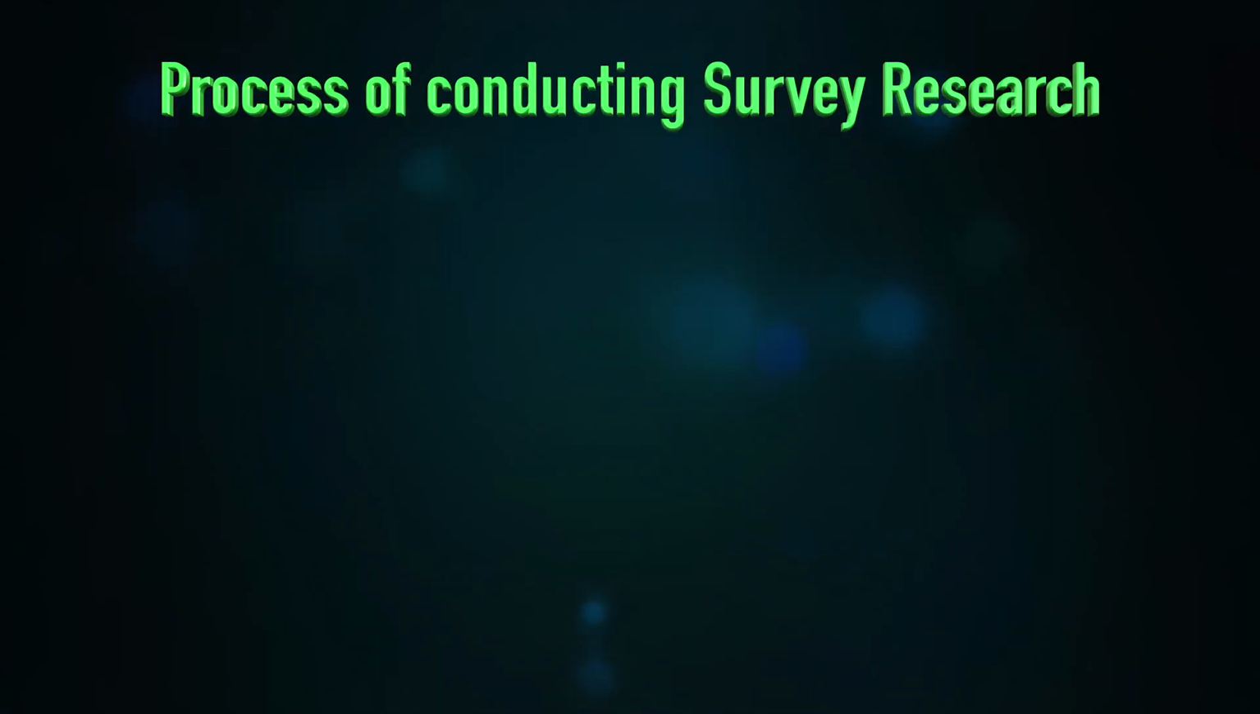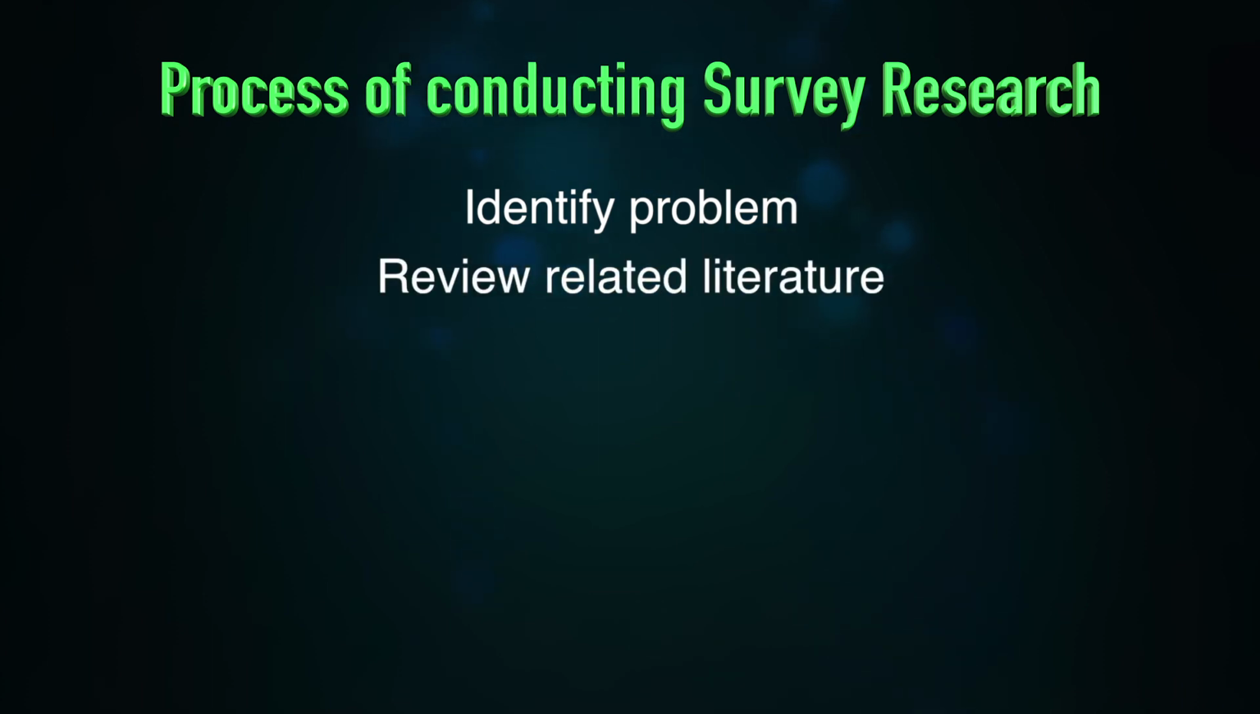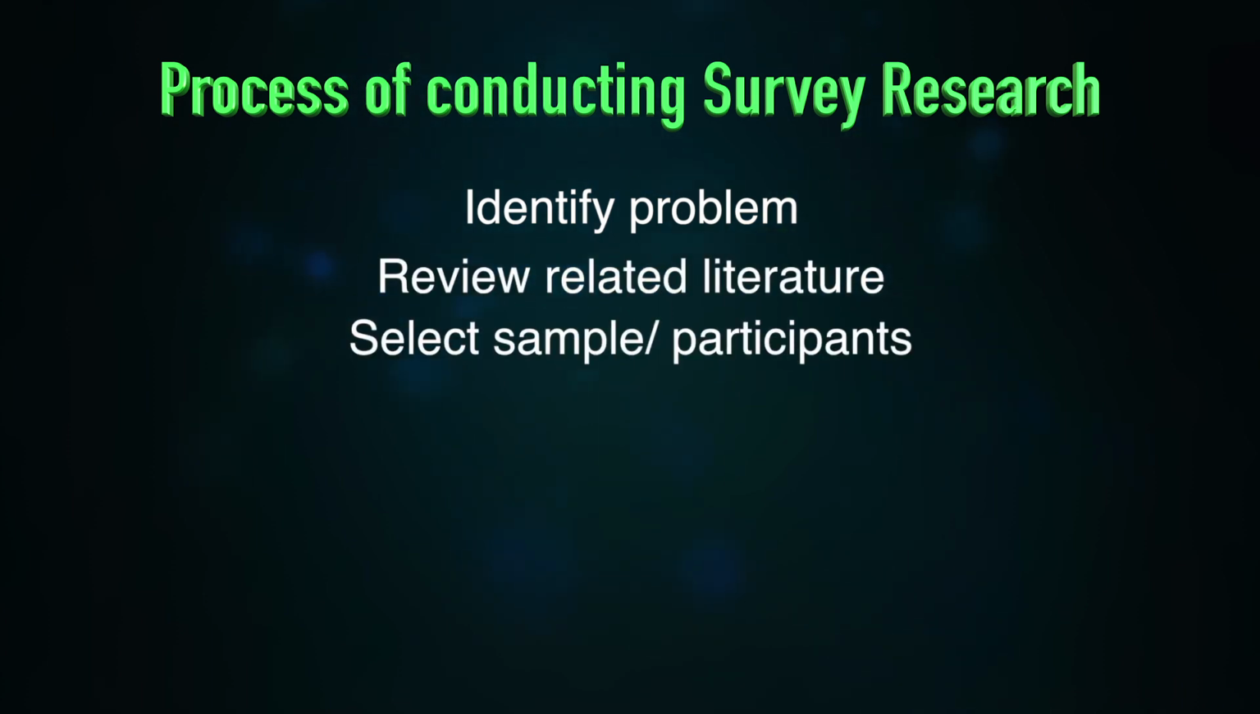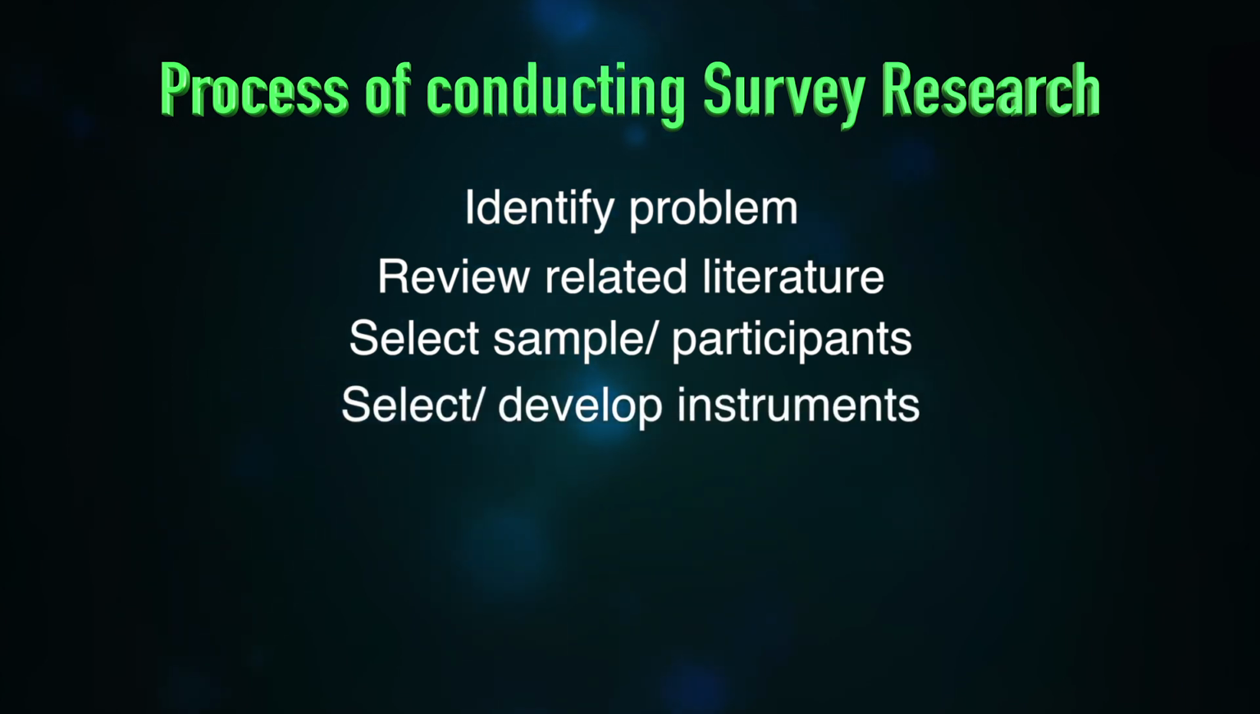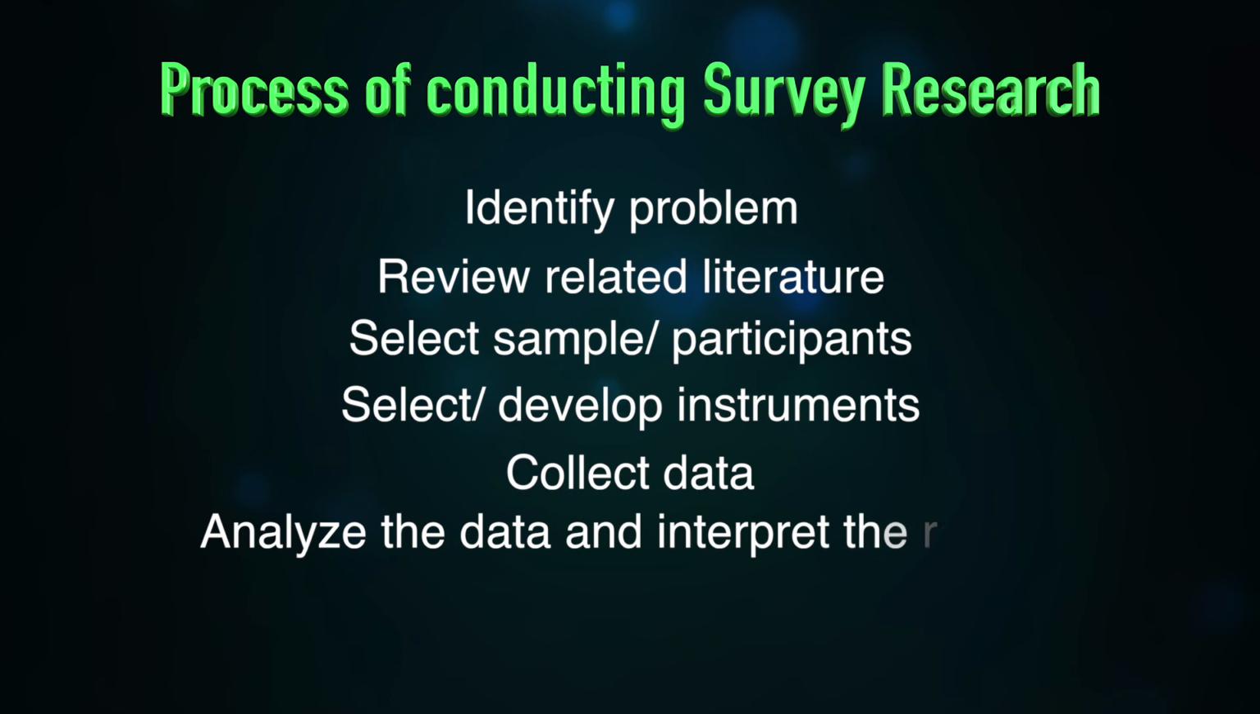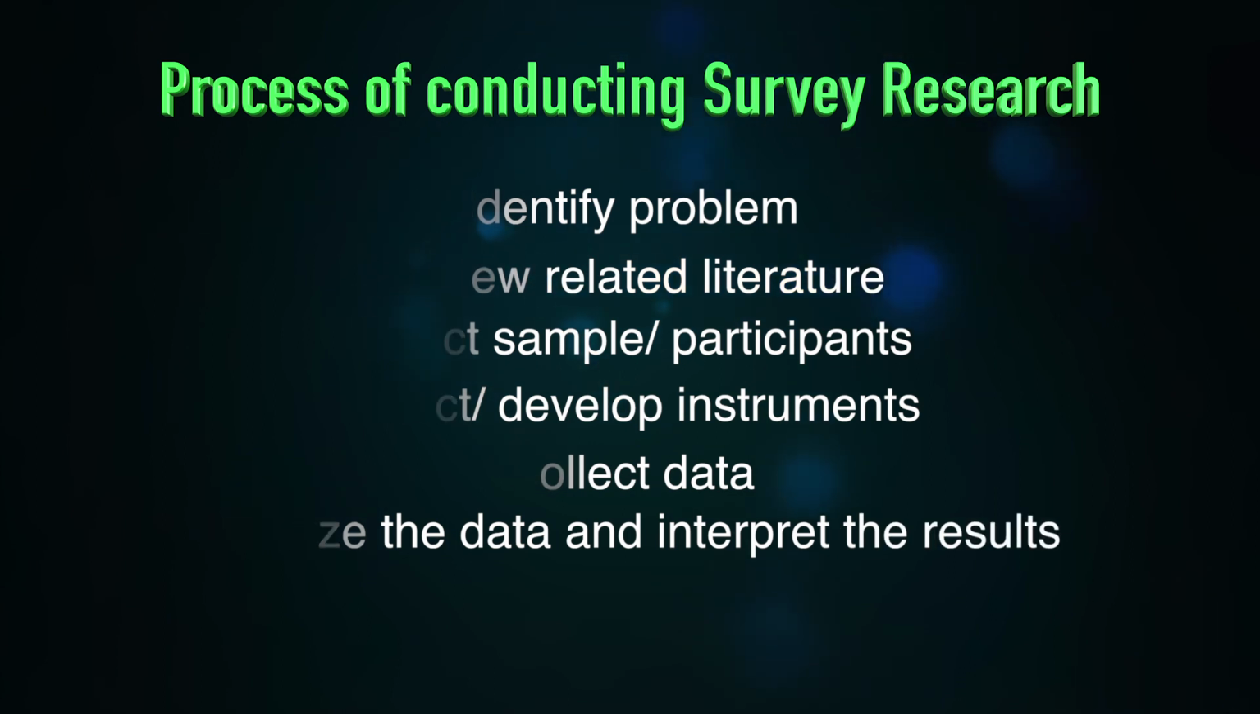So in a nutshell, the process of conducting survey research follows these 6 steps: identification of the problem, reviewing the related literature, selecting the sample from the population and developing the questionnaire for use in the study, collection of data, and analysis of data and interpretation of the findings, and ultimately you can prepare a survey report.